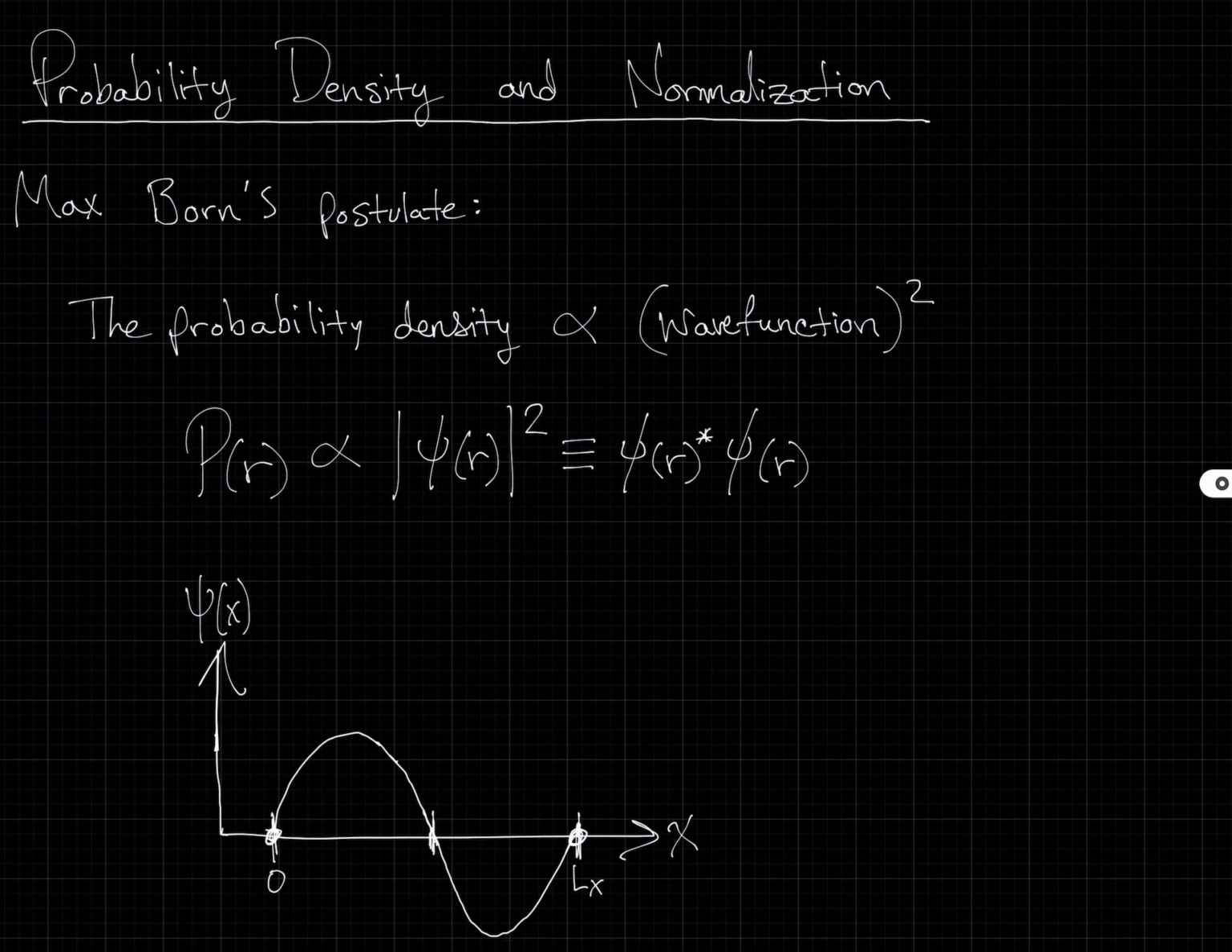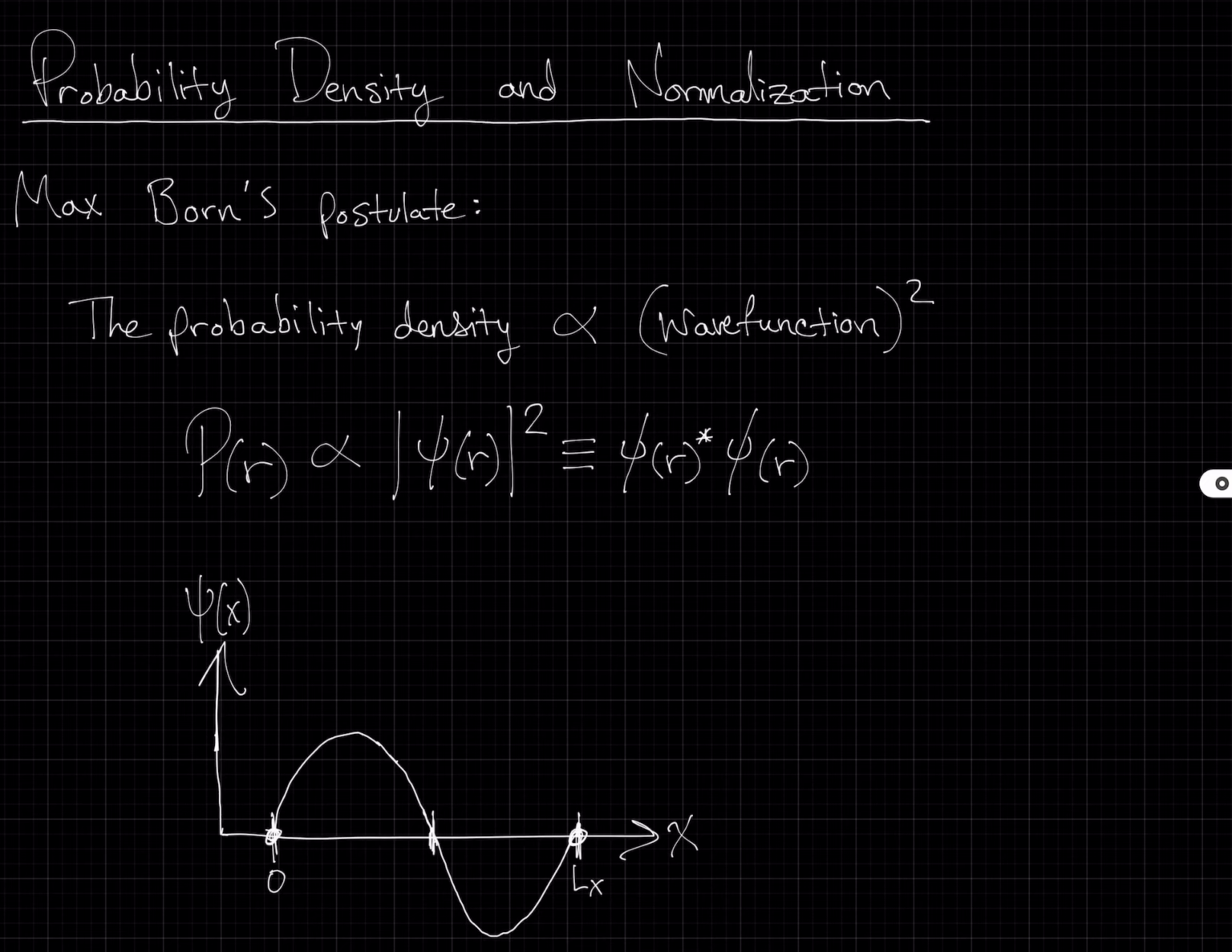So getting into this, there's this concept known as Max Born's postulate that tells us why the wave function for any given particle is meaningful. How we tie the real world to the actual wave function. Max Born's postulate tells us this. And what it tells us is the probability density, that is the likelihood of finding a particle at any given position, is proportional to the square of the wave function.